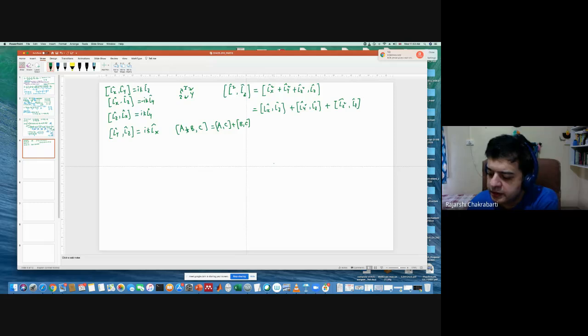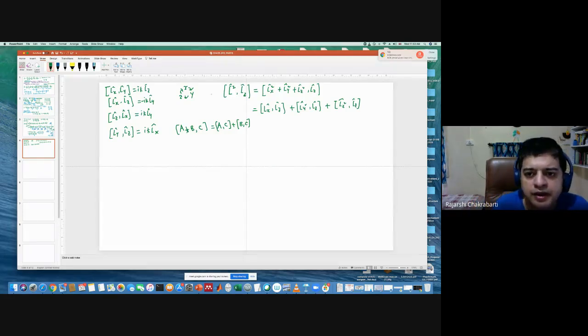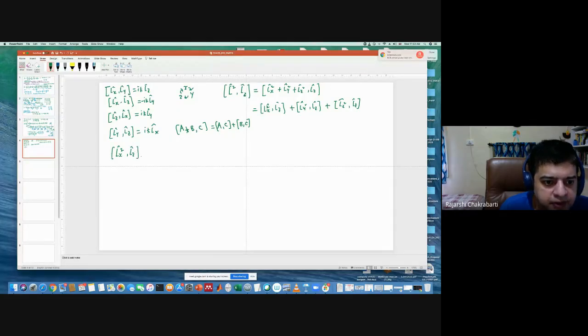So if I do this, what about Lx Lz? Tell me what is Lx Lz? Should it be Lx square? Yes, square. Now let us calculate these quantities. So I am going to now calculate all these quantities. Let us calculate this: Lx square, Lz. If I expand, what am I going to get? Lx square Lz minus Lz Lx square. Fine.